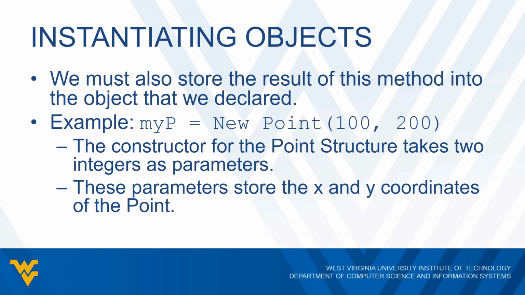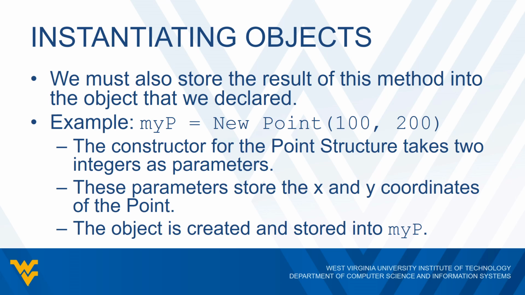So what would happen is when we do New Point, whenever we actually have that in our code, that's actually going to create the new object. Just declaring the variable from before does not actually create the object. It just creates a variable that will store the object. But here we will actually create the object and then store it in the myP object variable.